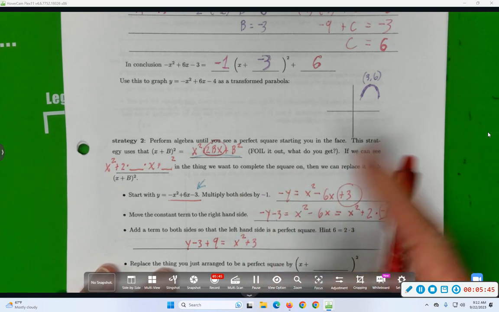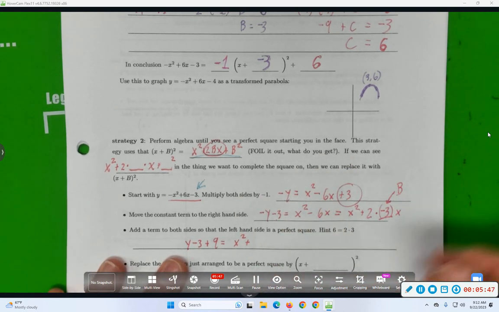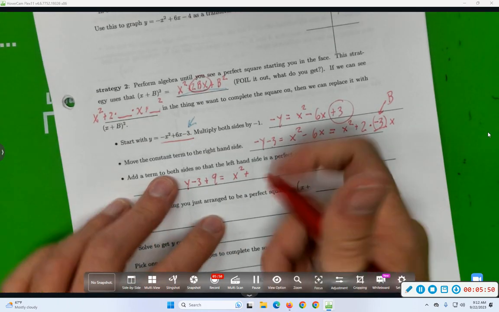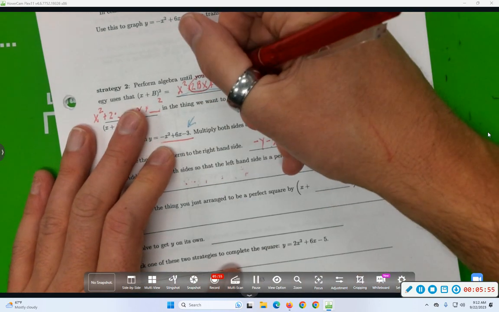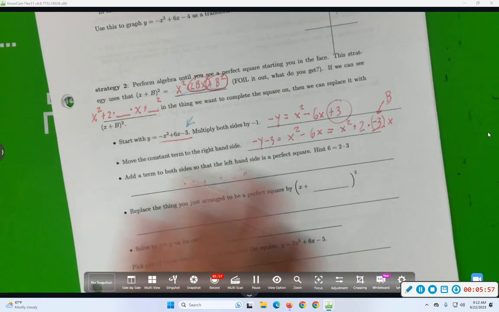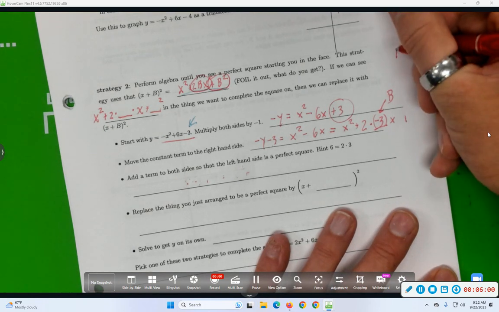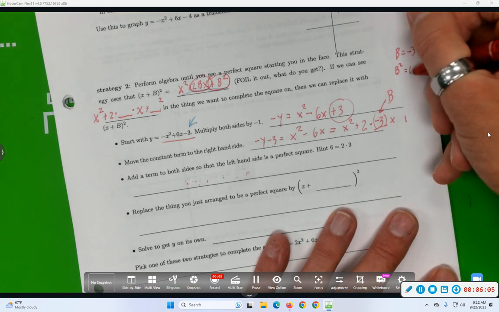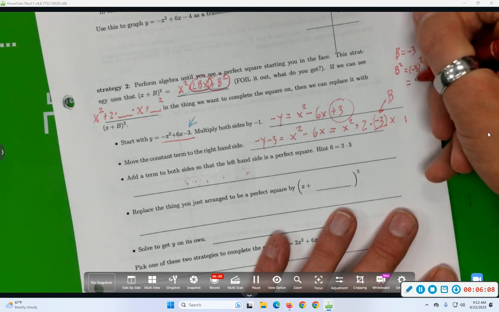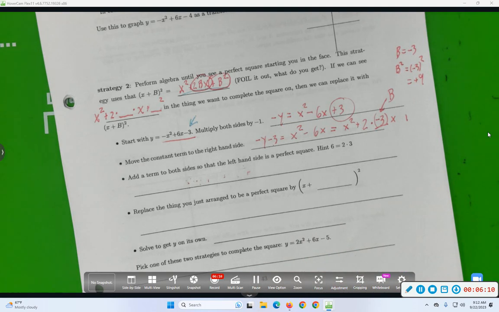Oh, no, I did that correctly. Well, let's see. So I would like a plus b squared to show up. And right now I have b equal to negative 3. So b squared will be negative 3 squared, which is positive 9. So, yeah, I think I need to add 9 to both sides. Or if you prefer, you could add 9 just to the right-hand side and then subtract 9 from the right-hand side. That would be equivalent.